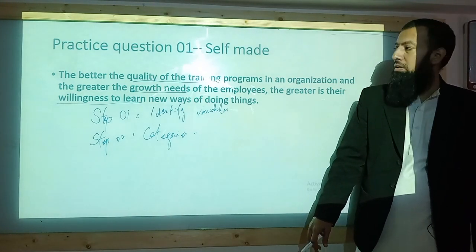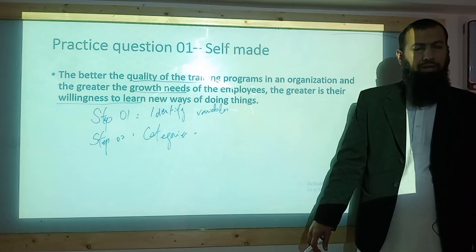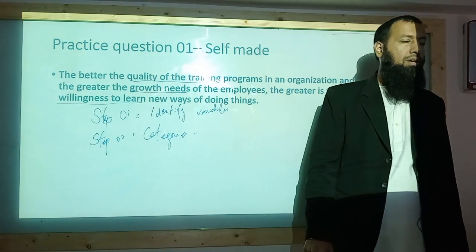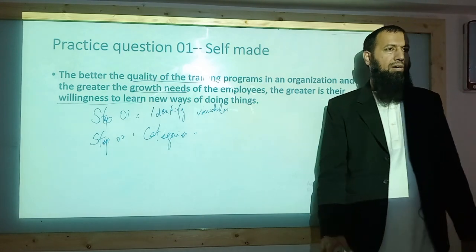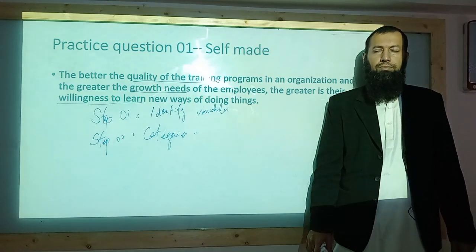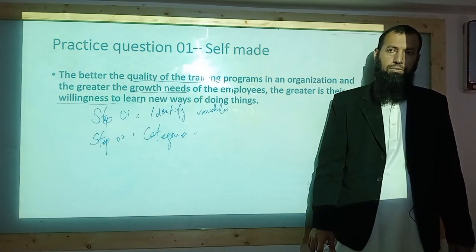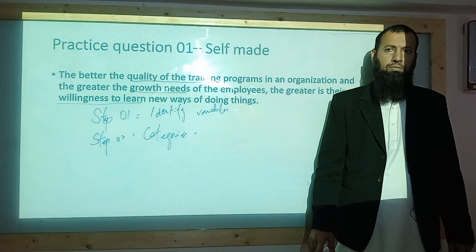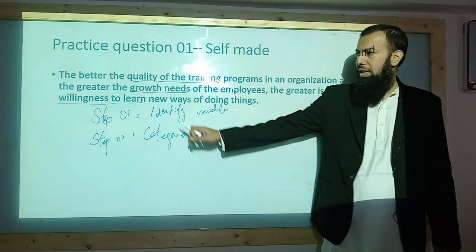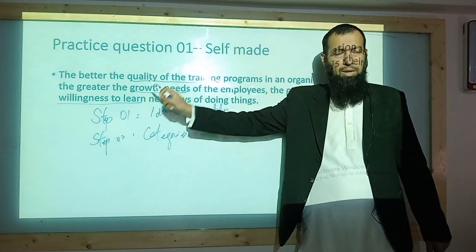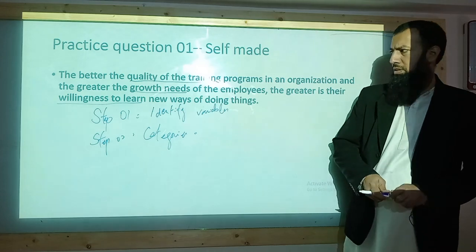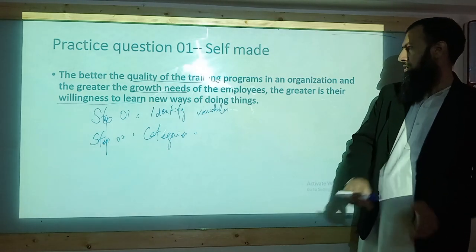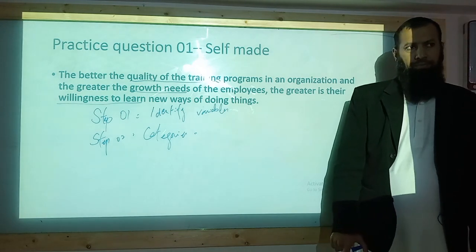Willingness to learn is the independent variable. What is an independent variable? What is the definition of an independent variable? How do you define it? Independent variables usually are the cause and affect the dependent. Is it affecting anyone? Is this variable affecting anyone? Which variable? The growth needs, the quality of training. Because if someone is willing to learn, then they would learn.